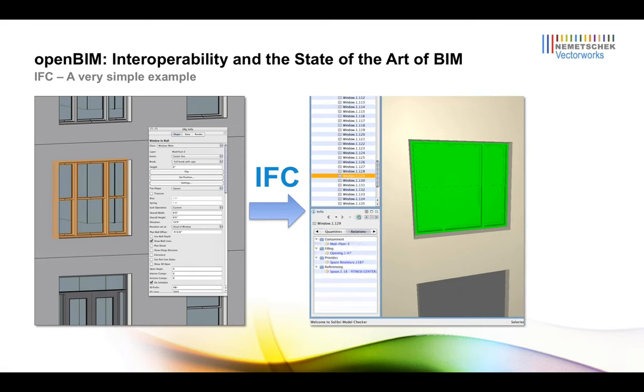So the IFC file becomes a 3D snapshot of the BIM. It acts as a vault of the geometry and data, freezing it from a native BIM app and making it portable.